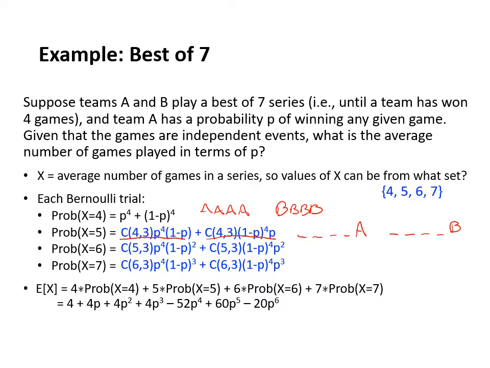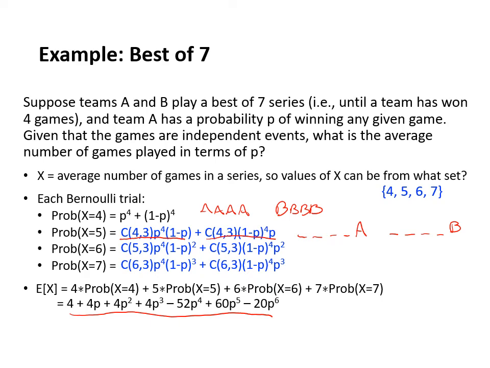And the similar reasoning applies to the other probabilities for X is equal to 6 and 7. And then the expected value for X is 4 times probability when X is 4, 5 times probability when X is 5, and so on. Note that p is in this case symbolic, it's not a concrete value. So it evaluates to this long expression when we multiply everything out.